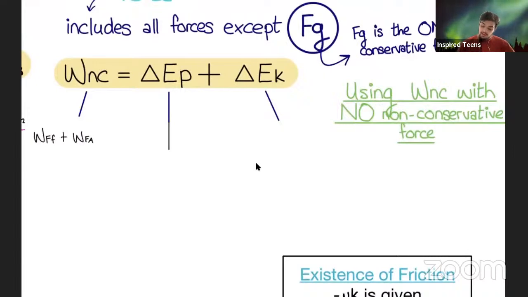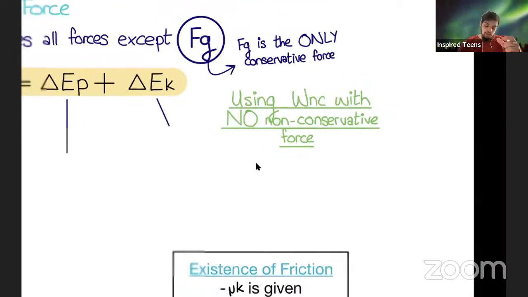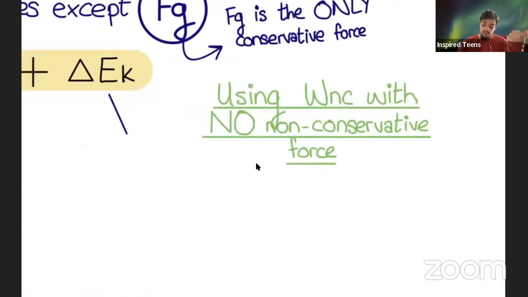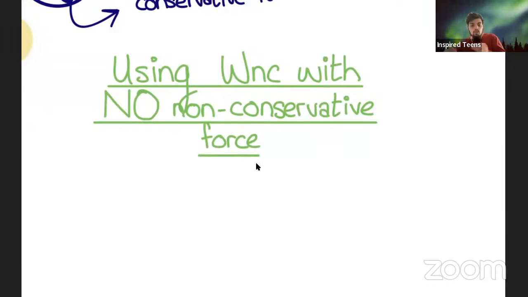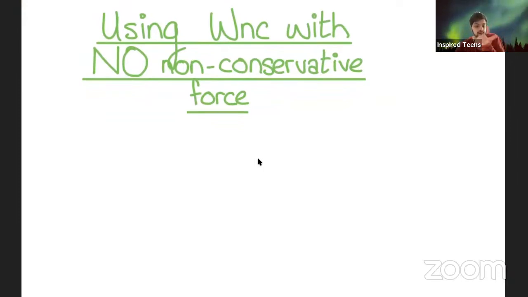I'll tell you why: this is work done by non-conservative forces. You would think, okay, I use this formula when I have non-conservative forces. However, you can even use this formula when you have no non-conservative forces. So let me explain how you can use WNC with no non-conservative forces. I'll give you an example.